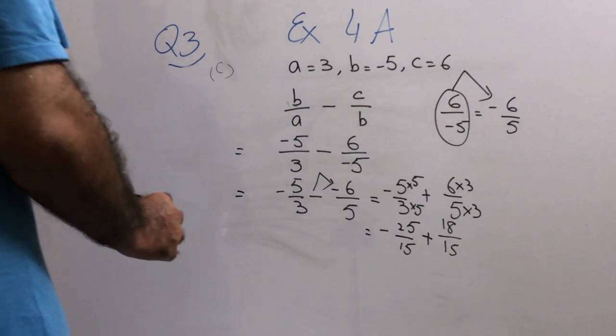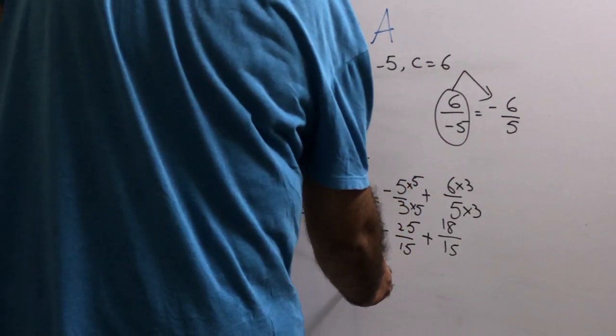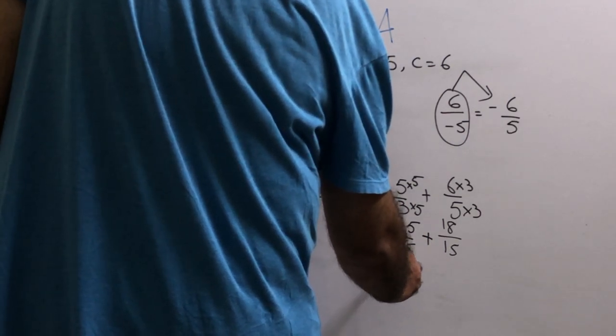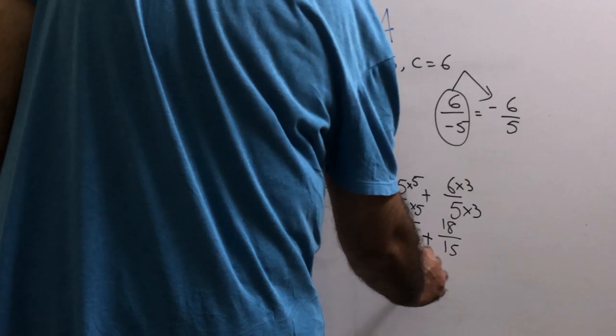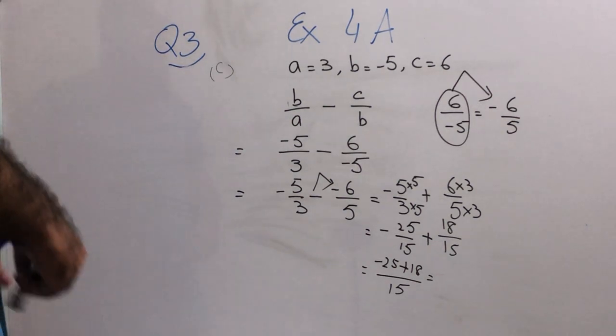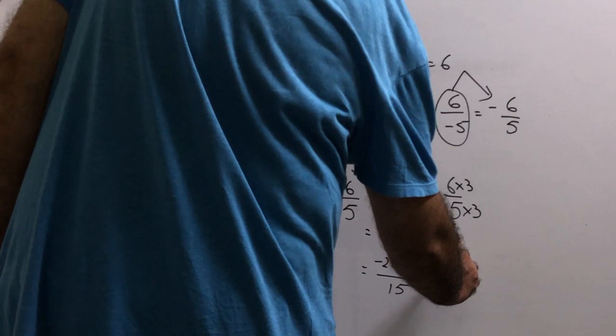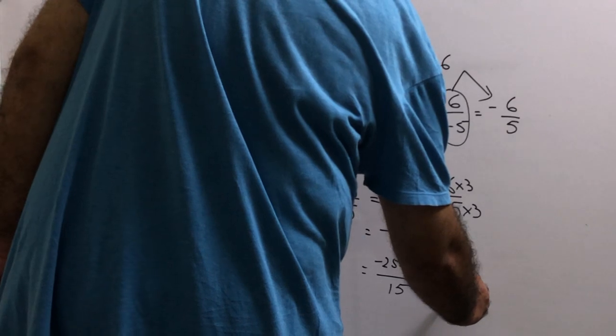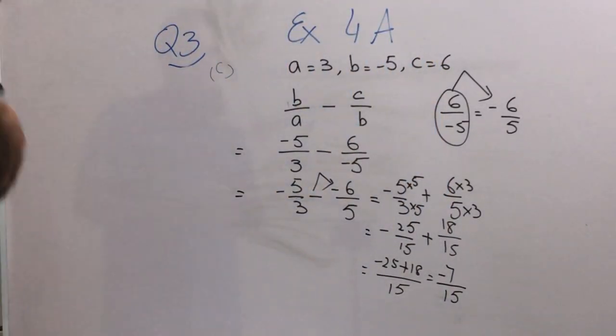Okay, now see the denominators are equal. We put the denominator once, then the numerator is minus 25 plus 18. Minus 25 means $25 is the loan, and plus 18 means that $18 are in your pocket. So what you do is that you pay off your loan from your pocket, you pay the $18. So your loan will come down. So 25 minus 18, $7 is the loan. Put minus sign for the loan divided by 15. Minus 7 over 15 is the answer for this question.